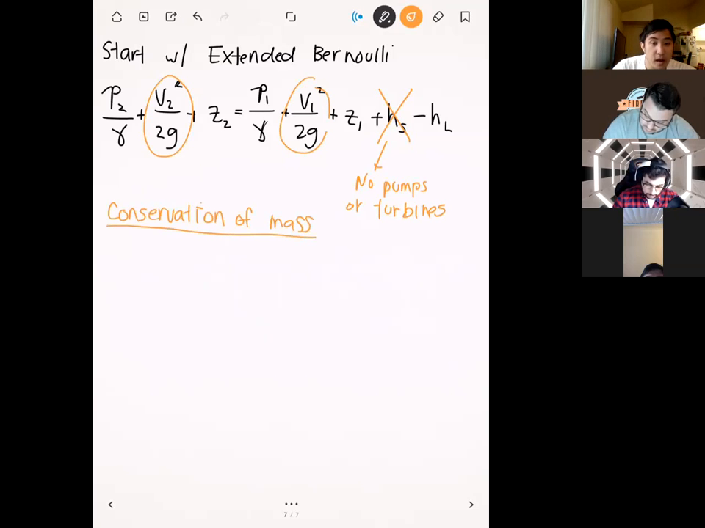And so let's apply a conservation of mass in order to get the relationship between V1 and V2. Since we have a steady situation, we know that the flow rate has to be the same between the inlet and the outlet. And so when the flow rates are the same, we basically say that A1 times V1 is equal to A2 times V2.